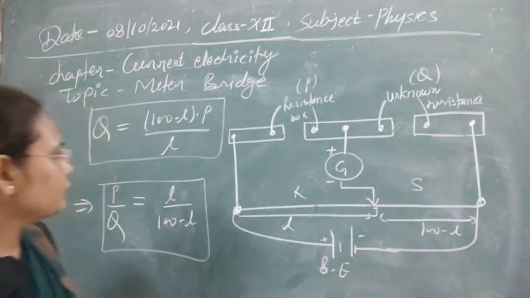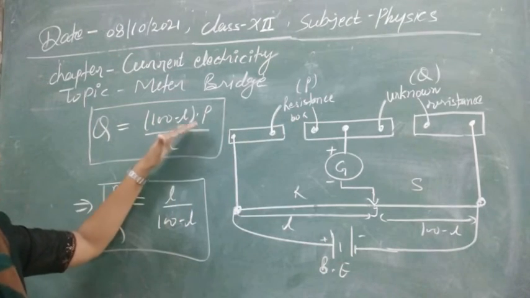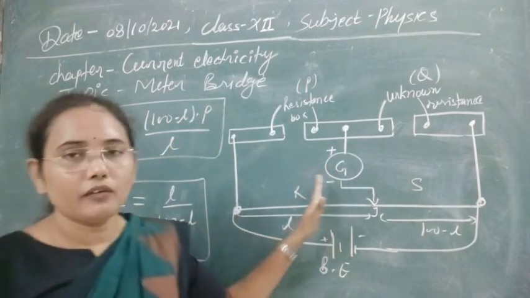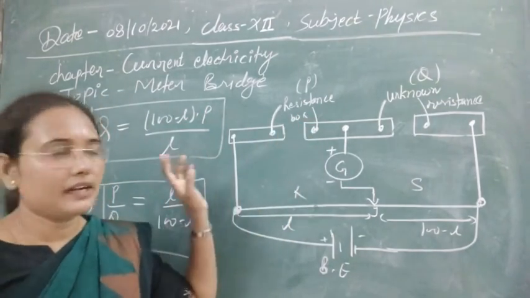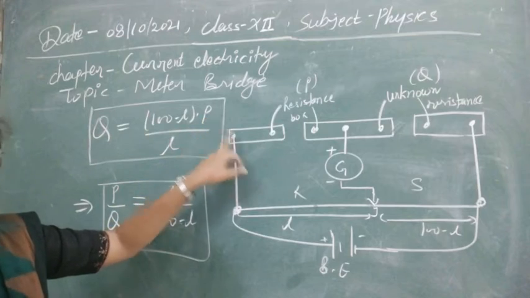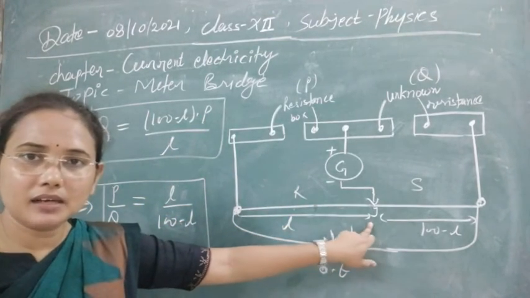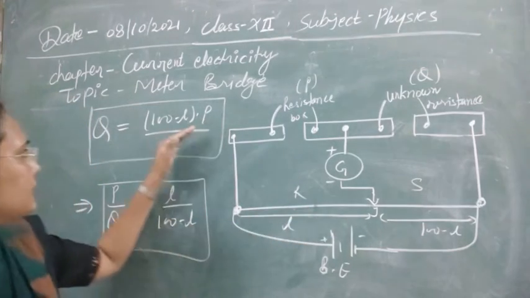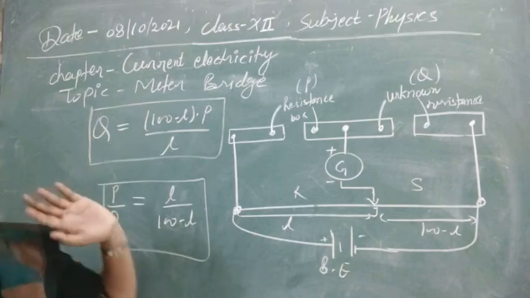Now next, here you have to calculate only, but only, the null point and the value of the resistance that you have applied. You have to note that if you find the null point, then the L that you find, 100 minus L you can directly find by using the value of L, and Q will be calculated.